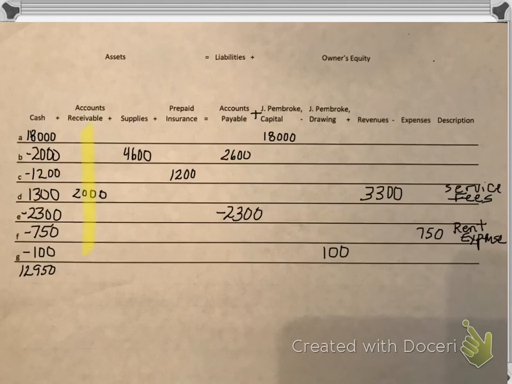Then accounts receivable. There's only one transaction there, so the balance would be $2,000. Supplies, there's only one entry there, so the supplies balance would be $4,600. Prepaid insurance, only one entry there, so it's a $1,200 balance. If we add all of our assets up, then we get $20,750 in assets.